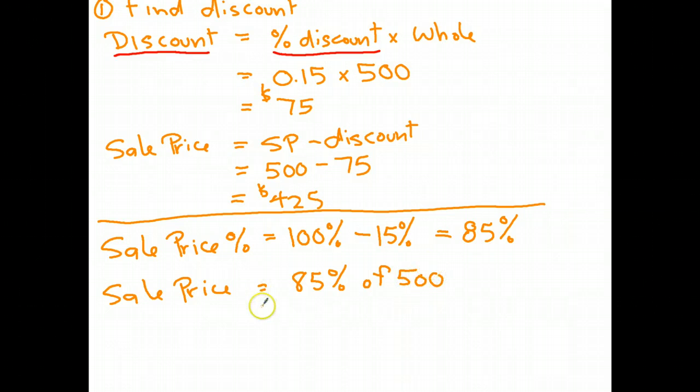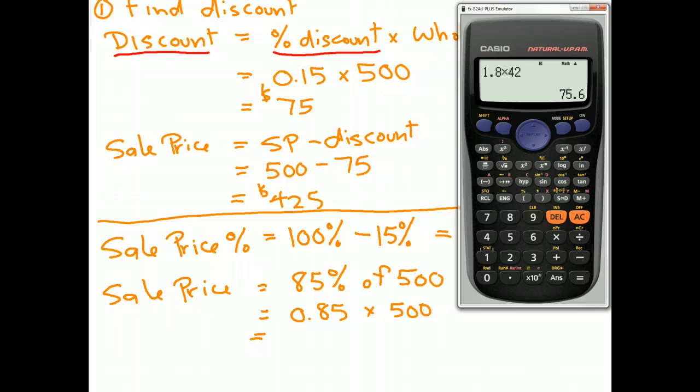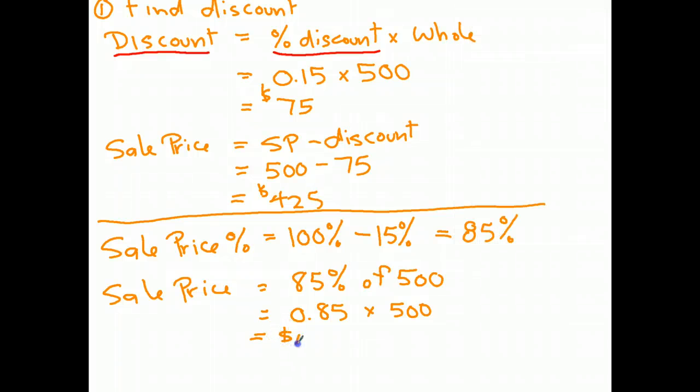Let's pretend I hadn't done the question already. So let's go ahead and use our calculator for this one. Part equals percent times whole. Percent is 85%. The whole is 500. Clear the previous question. 85% times 500. And I get the same answer as before, which is $425.